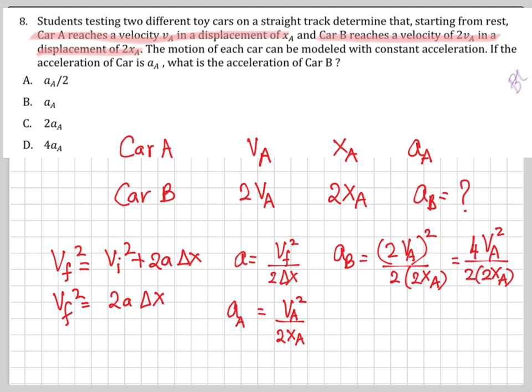So we can substitute that into the equation. Open up the top bracket. So 2 square will be 4 VA square. We can see that 4 and 2 can be cancelled and you will be left with 2 VA square over 2XA. Now, if you compare AA and AB, that is acceleration of car A and acceleration of car B, we'll see that this 2 is an extra factor. Everything else is same. That means our answer is C, that is acceleration of B is 2 times the acceleration of A.